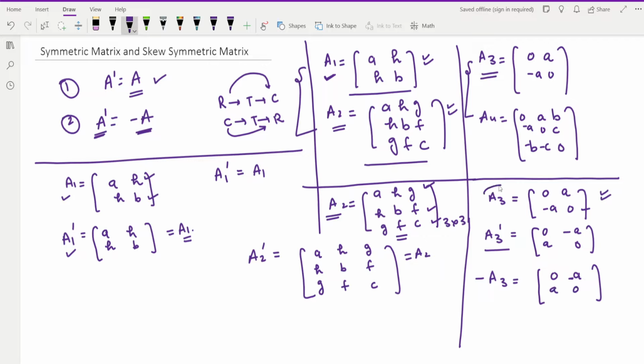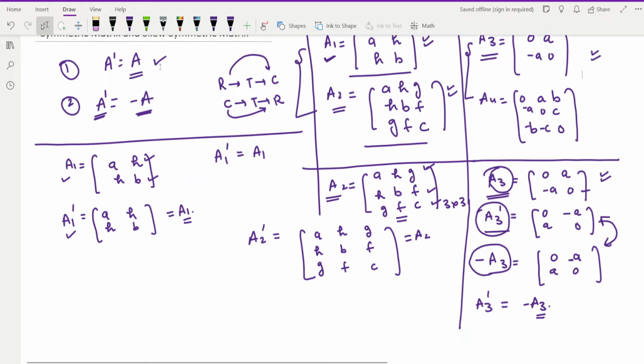So you can see that this particular matrix is the original matrix A3. I mean to say, A3 transpose is here 0, minus A, A, 0, and this particular matrix is minus A3. So this matrix and this matrix are equal. So what we can claim here is that A3 transpose is equal to minus A3. This is as per the definition of skew-symmetric matrix. So we will claim that this is a skew-symmetric matrix.